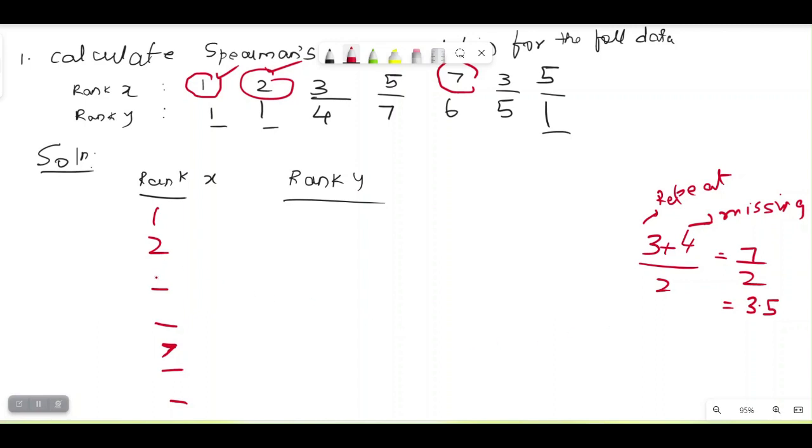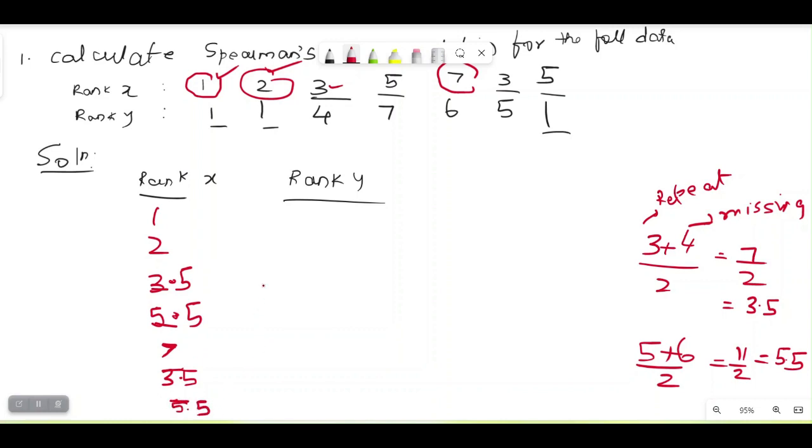So instead of 3, we will be putting 3.5 here. This box is filled by 3.5, and here also the box is filled by 3.5. Same thing we will do for the other repeated rank. The rank is 5, and the missing rank in this case is 6, so it is 5 plus 6 upon 2, which is 11 upon 2, which is 5.5. So in both these places we will put 5.5.